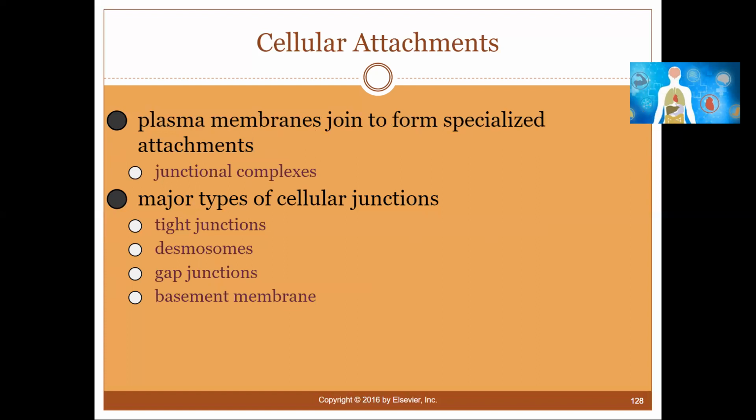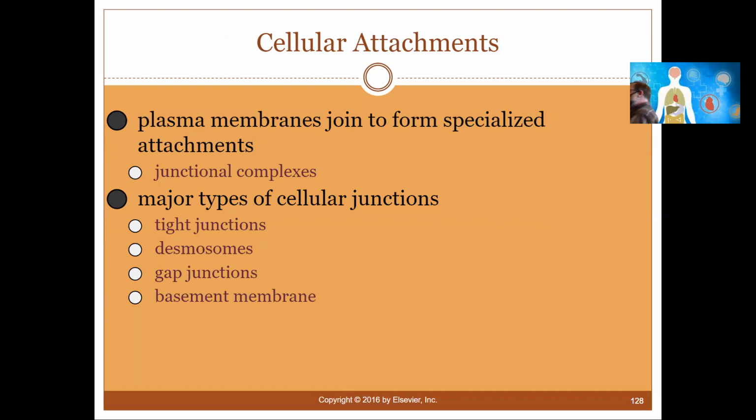The cell membranes of all these cells are connected with one another. We call them junctions. So where these cells join are called junctions. And we have different types of cellular junctions. And again, we'll look at a couple of illustrations of these. We have what are called tight junctions.